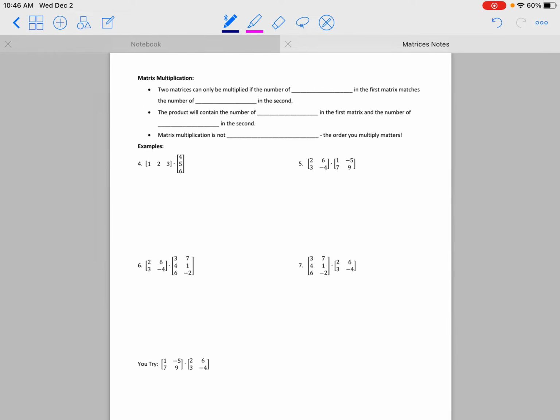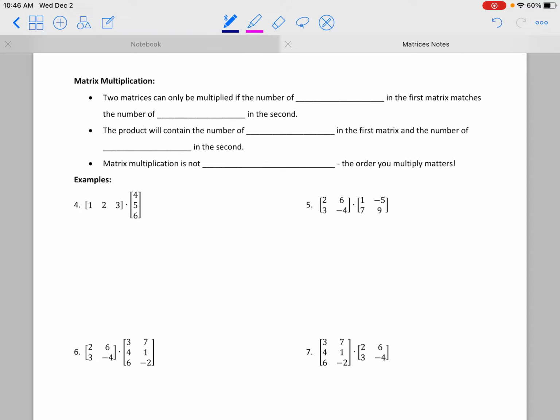Okay? So first off, 2 matrices can only be multiplied if the number of columns in the first matrix is the same as the number of rows in the second. So the number of columns in the first has to equal rows in the second, and if that's true, if those dimensions match, then the actual product, the answer, the result, is going to contain the number of rows from the first matrix and the number of columns from the second, which is already confusing.